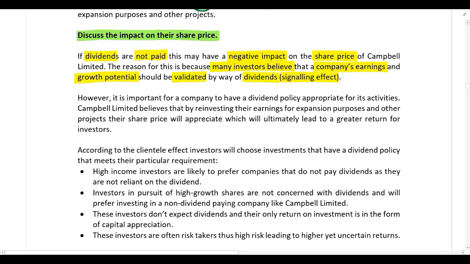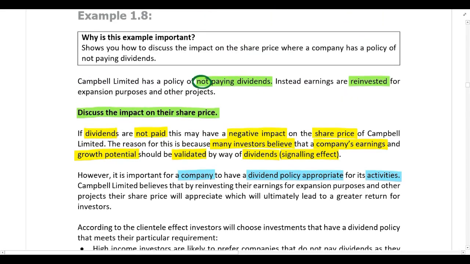Now we know, according to the clientele effect, a company should have a dividend policy that is appropriate for its activities. So all companies are unique, all of them have different activities, meaning all of them should have different dividend policies that are appropriate for their activities. So they have that policy. Now, if we apply it to this question, we were told that Campbell Limited has a policy of not paying dividends because instead earnings are reinvested for expansion purposes as well as other projects.